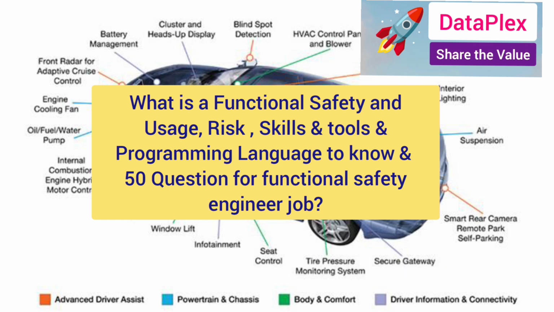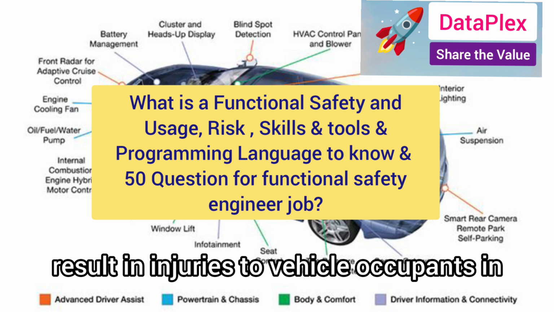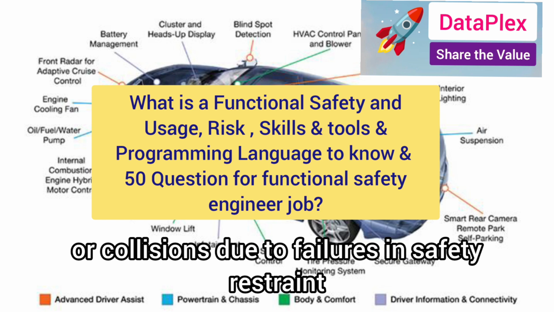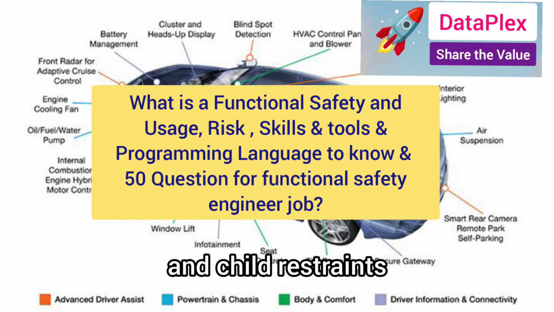Number 3, injuries to occupants. Inadequate functional safety measures can result in injuries to vehicle occupants in the event of accidents or collisions due to failures in safety restraint systems such as seat belts, airbags, and child restraints.